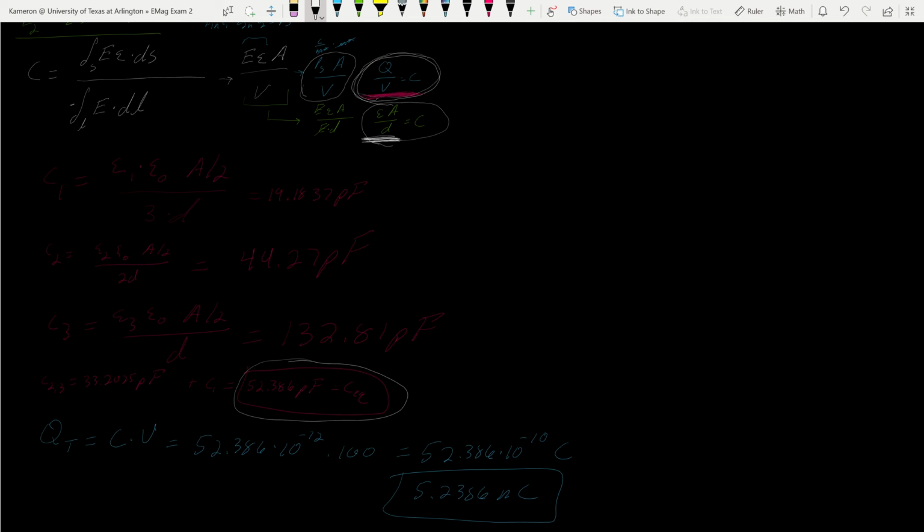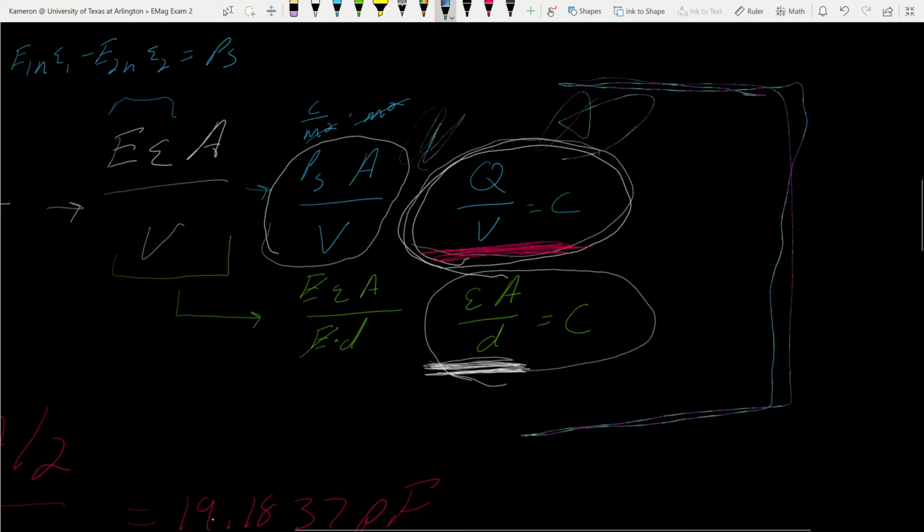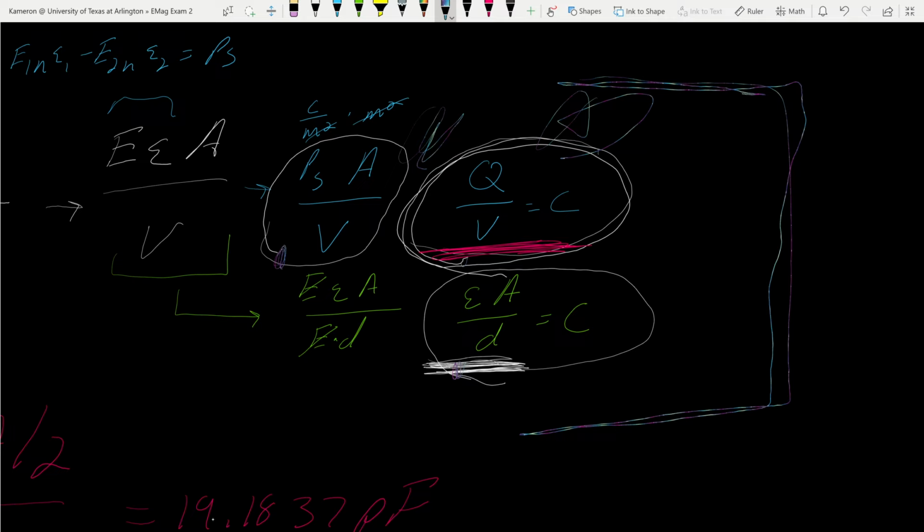Remember, this stuff right here is pretty great. You need to know these derivations, understand it. That's where all this stuff comes from. And then these couple that are circled here, these are all really important. Use these to solve all of these.